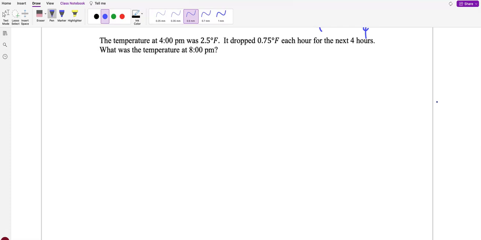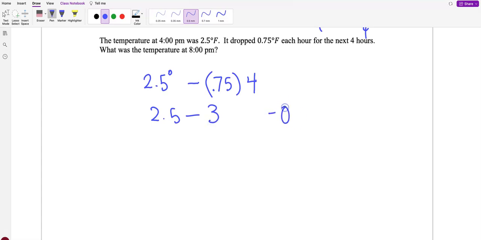Temperature at 4 o'clock was 2.5 degrees. It dropped 0.75 for each hour for the next 4 hours. What was the temperature at 8? So it was 2.5 degrees, and it went down by 0.75 every hour for the next 4 hours. So this is 2.5 minus 4 times 0.75, which is just going to be 3. So this gives me negative 0.5 degrees Fahrenheit.